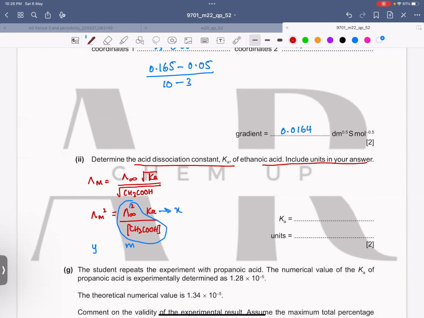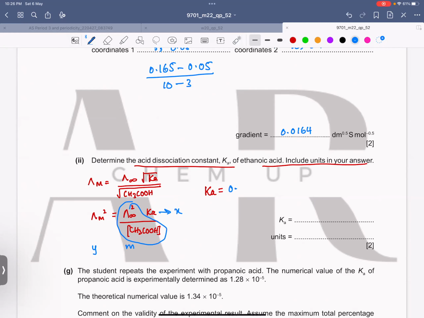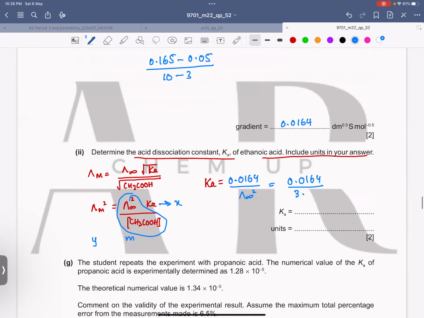So if you have to find the Ka, that Ka is actually equal to the gradient, that is 0.0164, divided by square of this. So 0.0164 over 3.91 square.